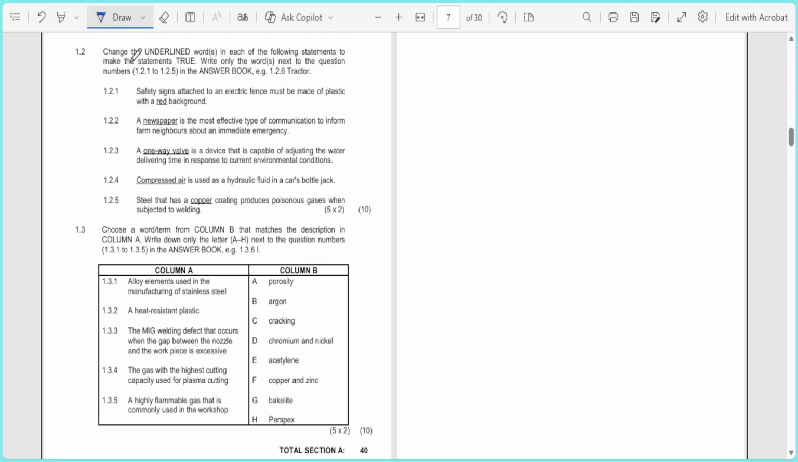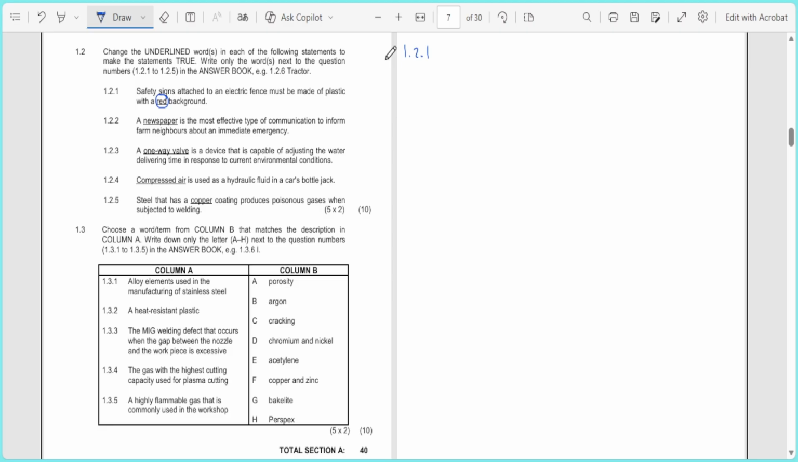Now, 1.2, the next part of our question 1. They want us to change the underlined words in each of the following statements to make the statements true. Write only the words next to the question numbers. Okay, so we have a case here. 1.2.1. Safety signs attached to an electric fence must be made of plastic with a red background.